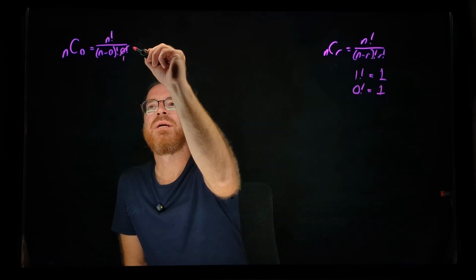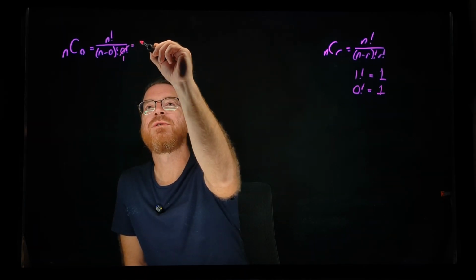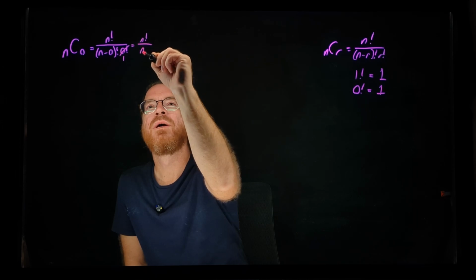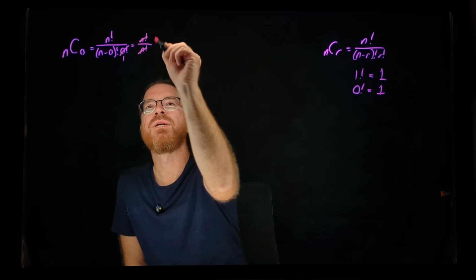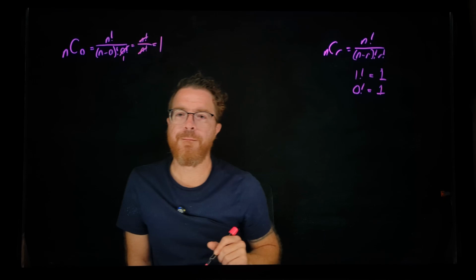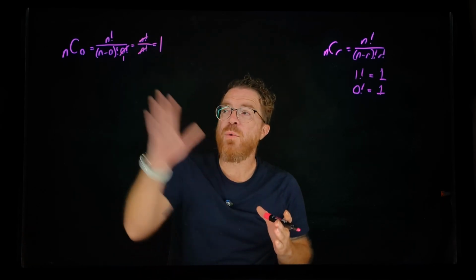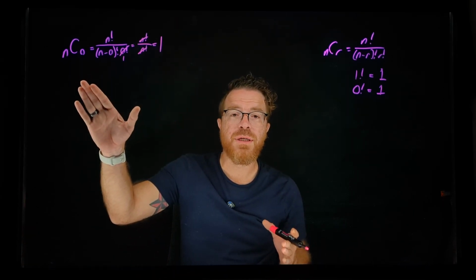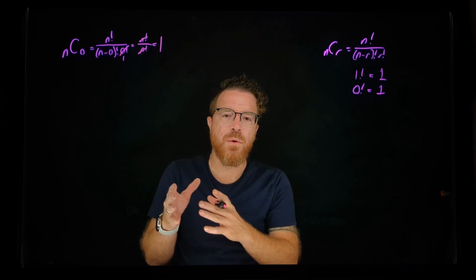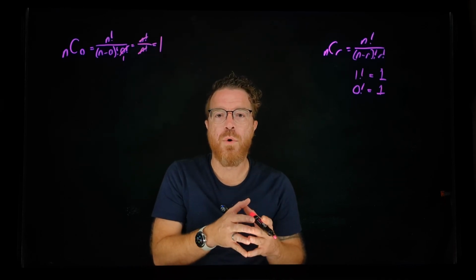N minus 0 is going to be equal to n, so this is going to be n factorial over n factorial, which will equal to 1. So anytime, no matter what size n your factorial is, n choose 0 will always be equal to 1.